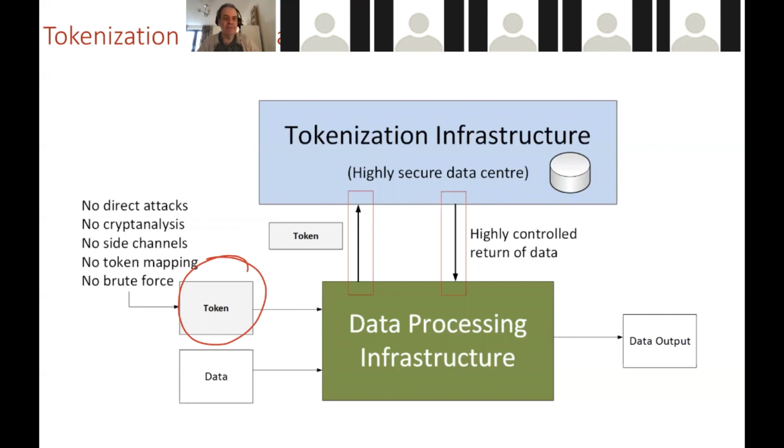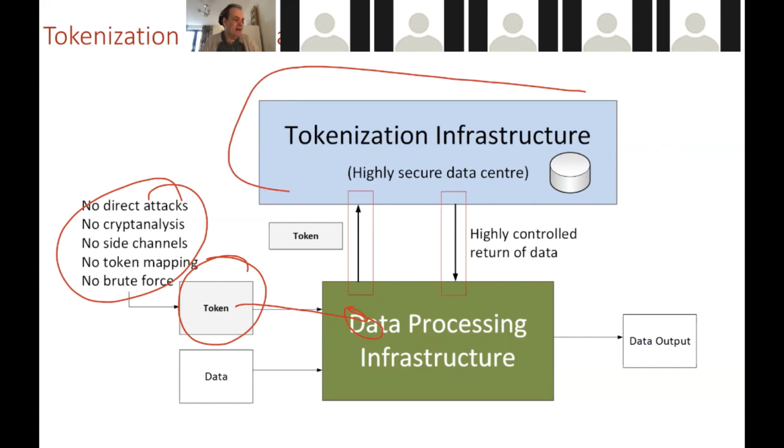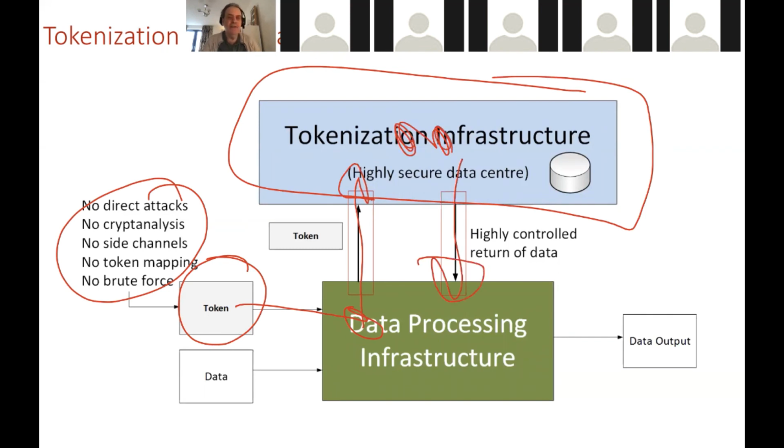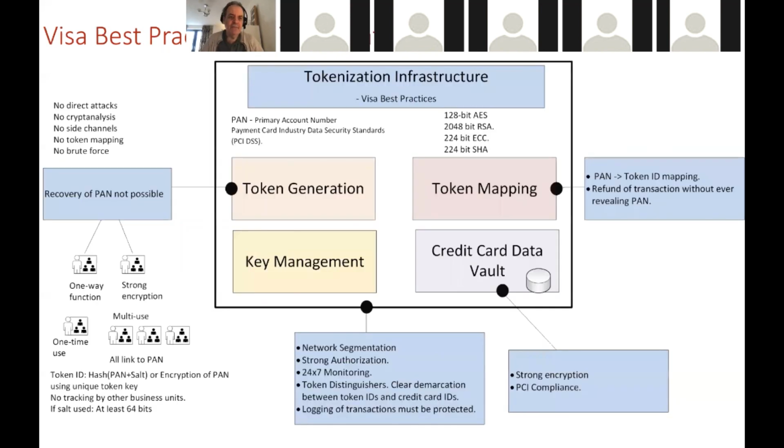We end up with a token that has hopefully been created so it can't be attacked in some way, and then it goes into the processing infrastructure. We have our tokenization server, a highly secure data infrastructure. We pass a token into there, it does the magic, and then we get some controlled information coming back, and we can get our output from them.